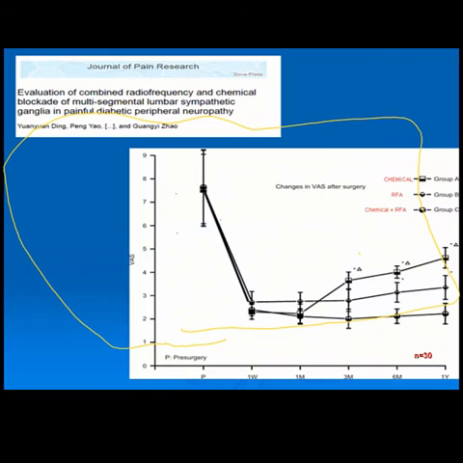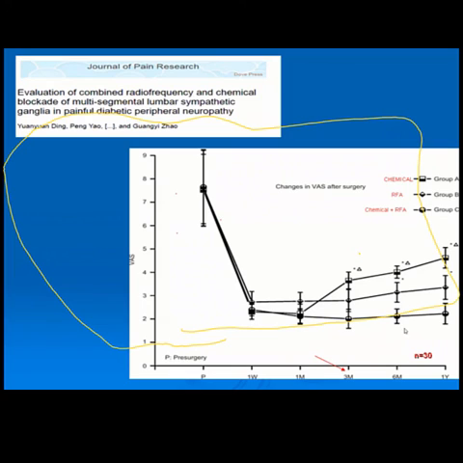Lastly, this is the outcome of this picture, which will give you a clue about the results at 3 months. Here is the chemical group, which is the square. At 3 months, the VAS score started to rise. In the radiofrequency group, which is the diamond, the VAS was 3 at 3 months, while in the chemical group it started at 3 months to reach 4 in the patients. So we sometimes get a rise in the visual analog scale after the block in such patients.